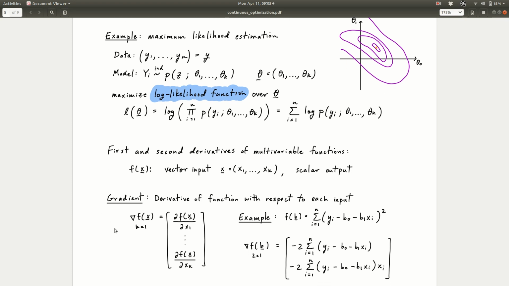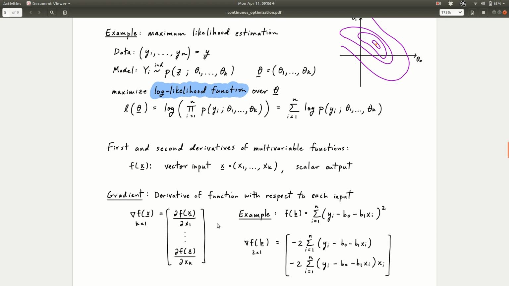So what do we mean by the first derivative? The first derivative of a multivariable function we're defining as a quantity called the gradient. And all that means is we take the derivative of f with respect to each input separately and stack them in a vector. And then the notation we use is this partial derivative notation. All this means is you just view f as a function of the first input, x1, take the derivative with respect to that, and put it in the first entry of the gradient.